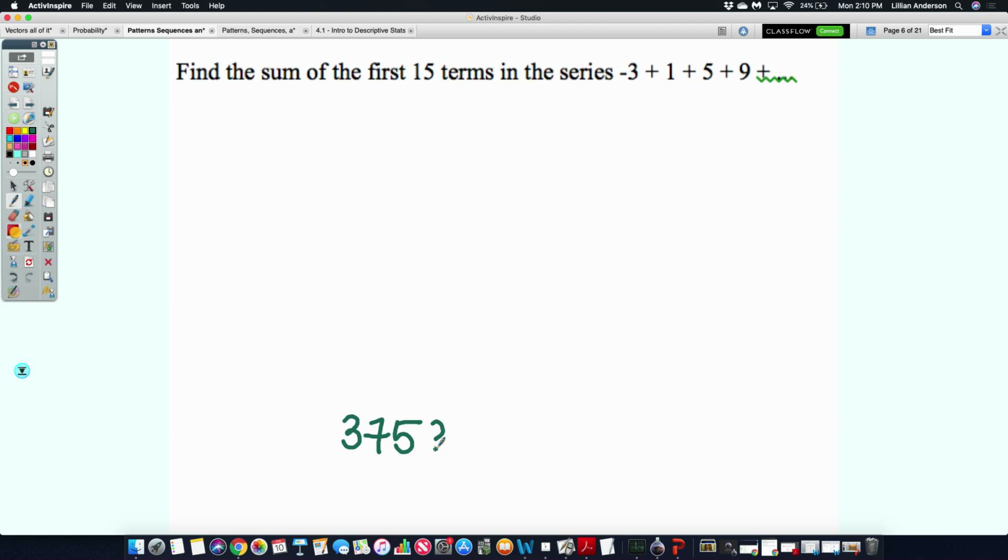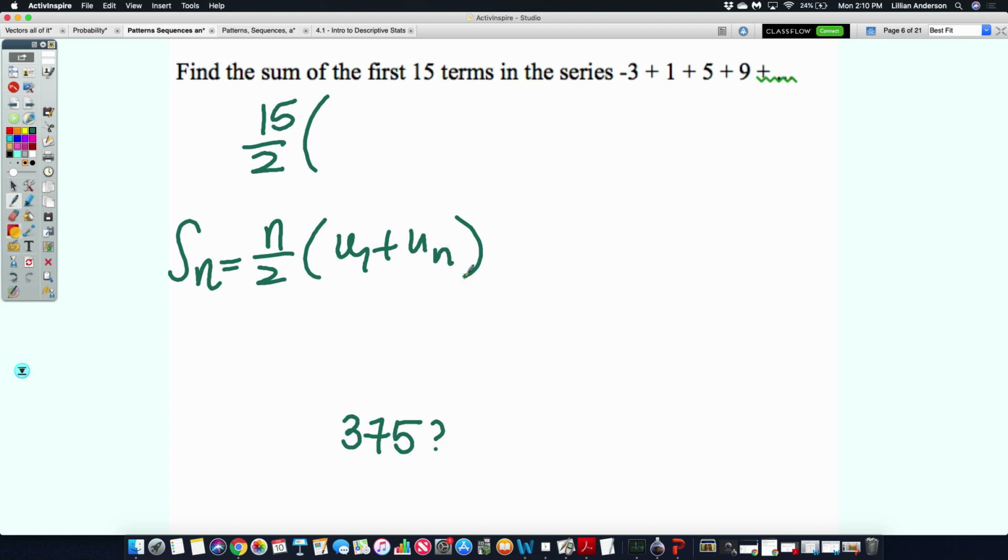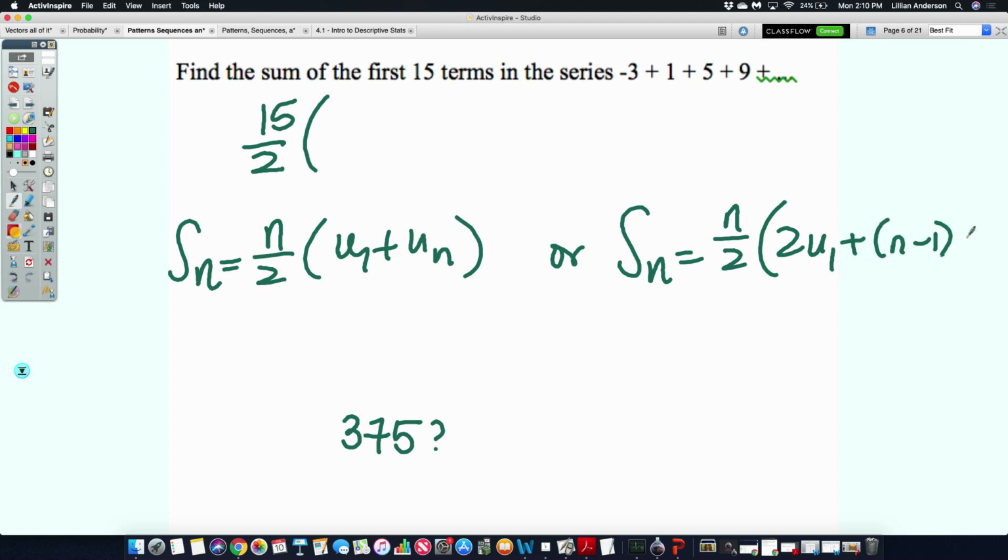We're looking at the sum of the first 15 terms, so it's 15 over 2. The sum of the arithmetic sequence starts the same way, but remember, there's 2 formulas, right? One of them is for when you don't know the 15th term, and the other is when you do. And we don't know the 15th. Correct. So this one, if we knew what the 15th term was, we could use it. But then the other one, which is the one we probably want to use here, is 2u1 plus n minus 1 times d, correct? Yep. So that's what we do here.